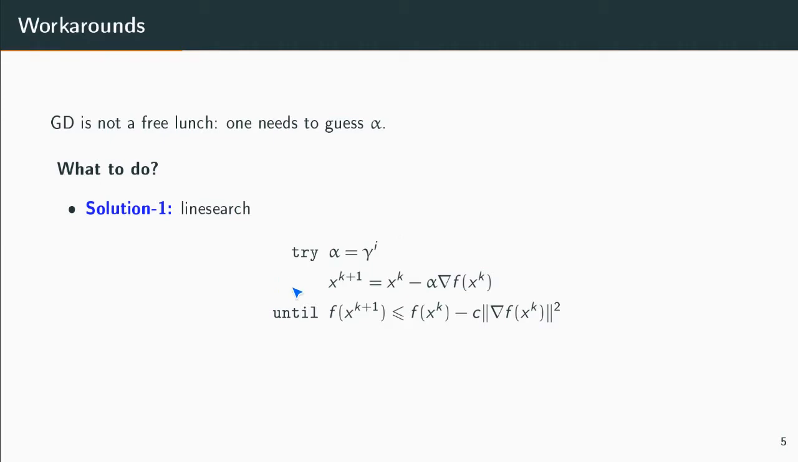That's a pretty reliable procedure, and if you have no idea which step size to use, probably it's a good thing to do. On the other hand, it's clear that this procedure is more expensive than gradient descent. In every iteration, we need not one evaluation of the gradient, but probably many more. We don't know, and actually we don't even know how many. We cannot say anything about the complexity, how many gradient evaluations we will need in the end.